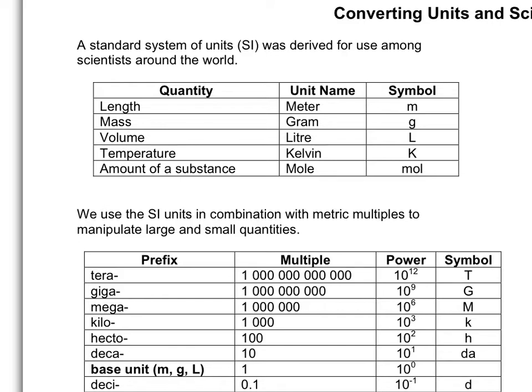Length is measured in the unit, the meter, mass in a gram, volume in a liter, temperature in a unit called kelvins. We'll get to kelvins in unit 5. And the amount of a substance is described in the unit called the mole. We'll discuss moles in this unit.